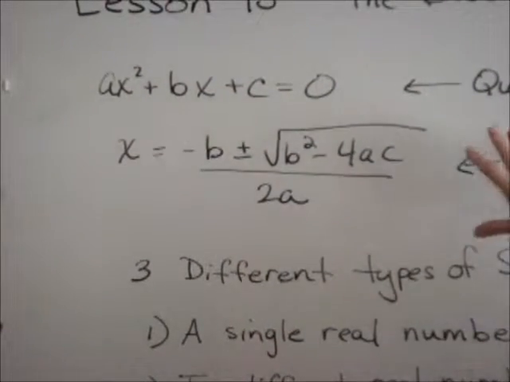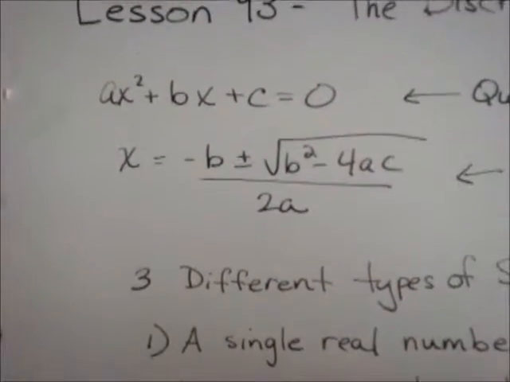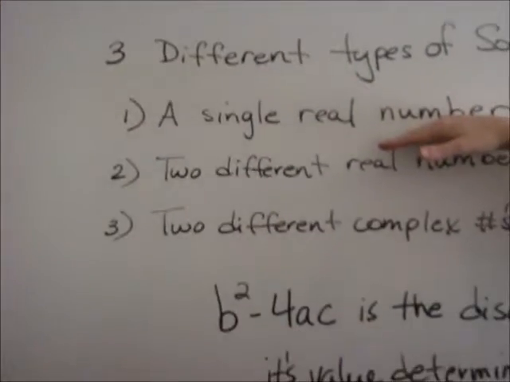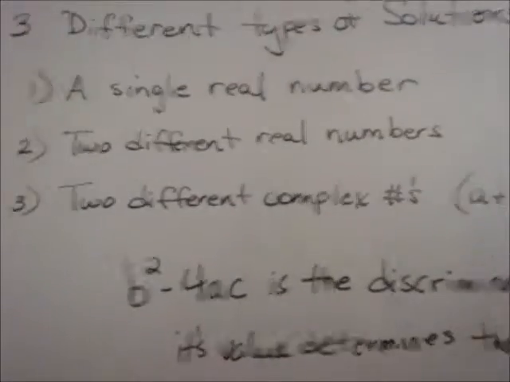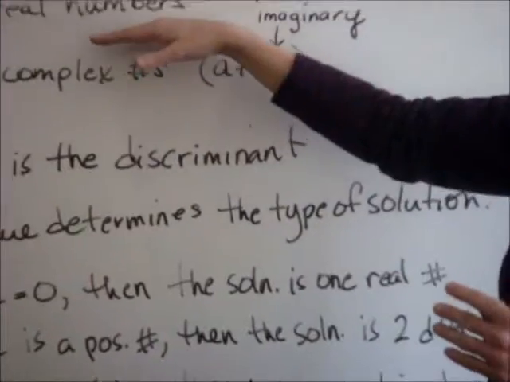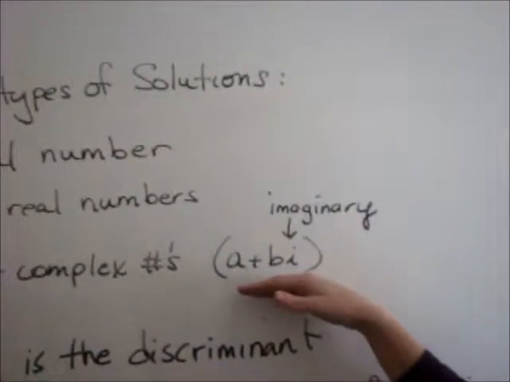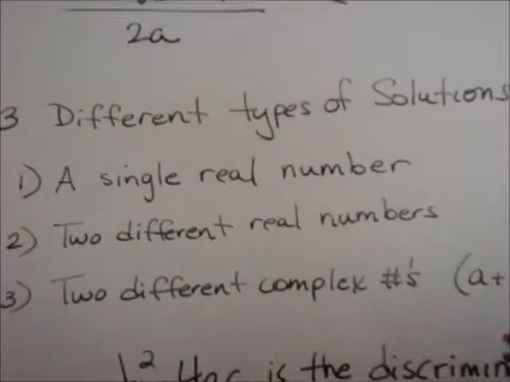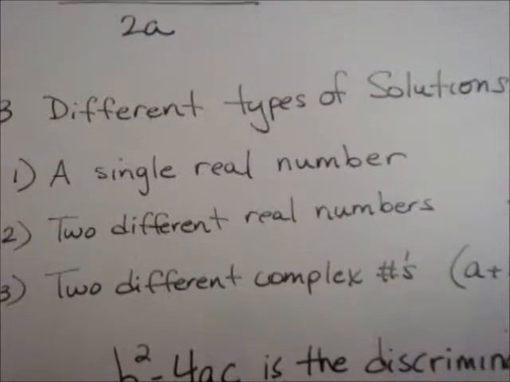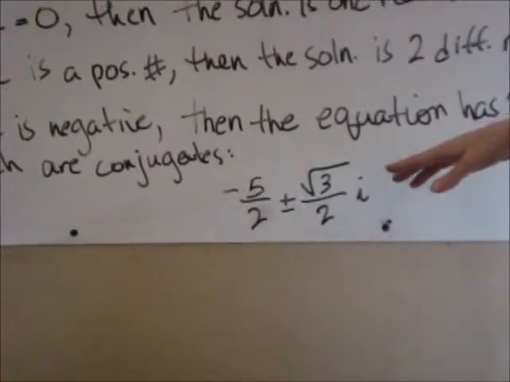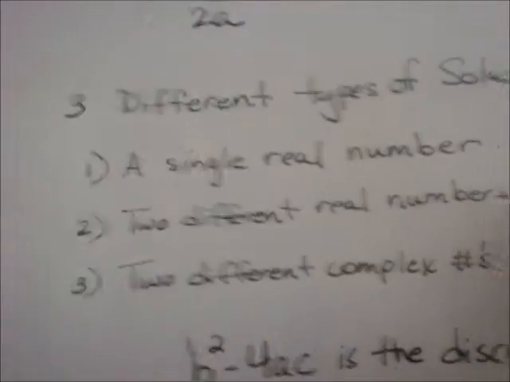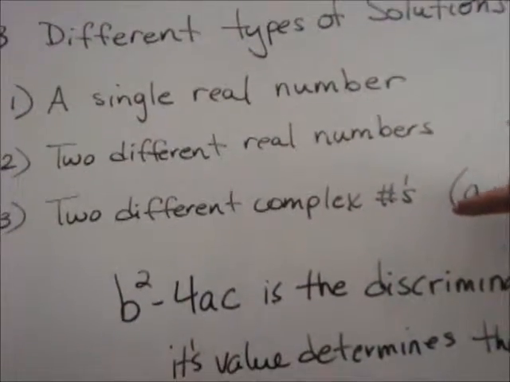Now there are three different kinds of solutions that you can get for a quadratic equation. You can get a single real number, like 2 or 3. Or you can get two different real numbers, like when we factored and the answer was 0 and -5. Or you can get two different complex numbers. Remember those complicated ones where you put it into the quadratic formula and get x equals, like here's an example, -5/2 plus or minus the square root of 3 over 2i. The complex ones are the ones that have the i's. So these are the three different kinds of solutions you can get.